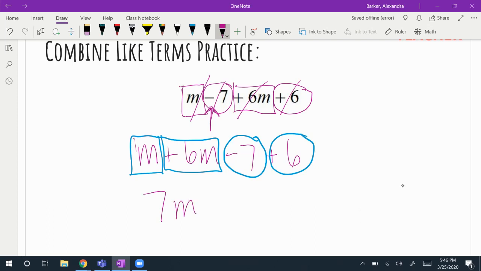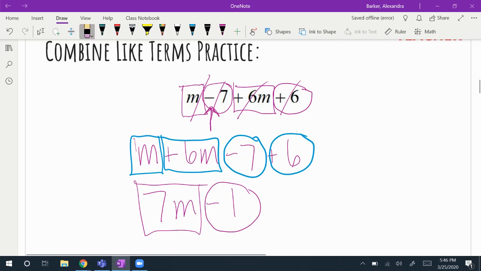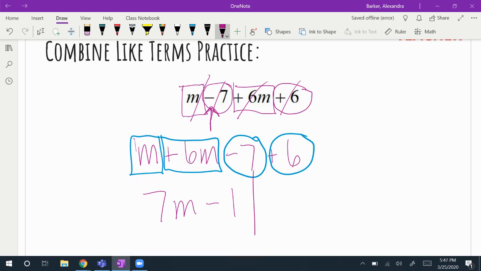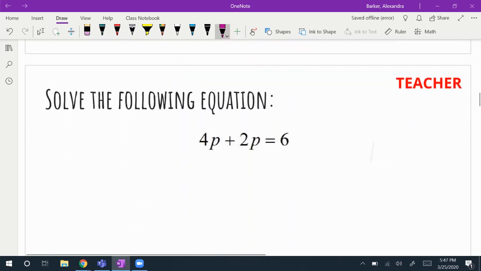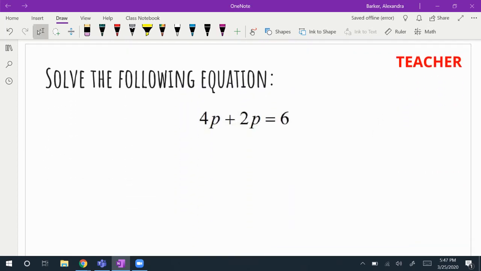Negative 7 plus 6, put that in your calculator. Those negatives are always tricky, and you should get negative 1. So we've got 7m minus 1, okay? All right. That's my whole answer. There's no equal sign. This is just an expression, so that's all I can do to combine them together. All of my M&Ms got put in the same bowl. All of my Skittles got put in the same bowl. I can't combine anything else, so that's my answer: 7m minus 1.